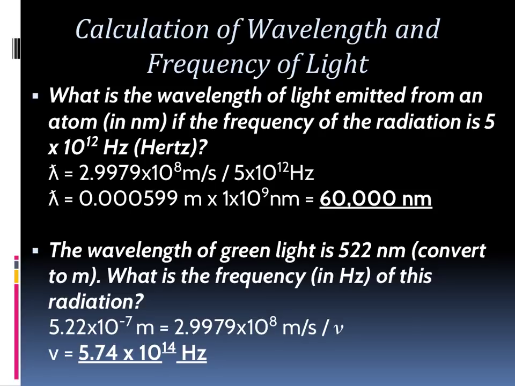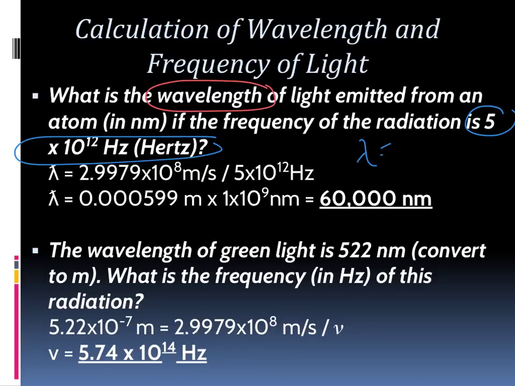Okay, so looking at the first practice problem here, it's asking for wavelength of light emitted from an atom in nanometers if the frequency of the radiation is 5 times 10 to the 12th hertz. All right, well, what I see here right off the bat is wavelength, and I see frequency, and so I know that in this particular case I am solving for wavelength. So when I look for my formula, it's going to have wavelength equals C over ν. Okay, ν is frequency. So that's what I'm going to do my calculation for.